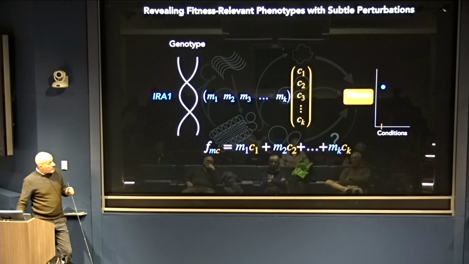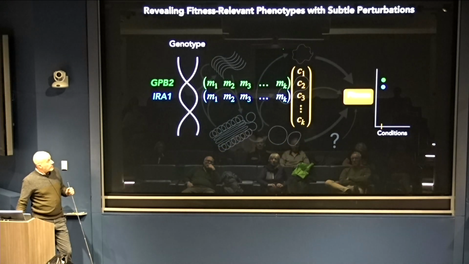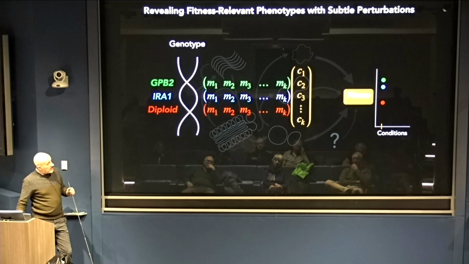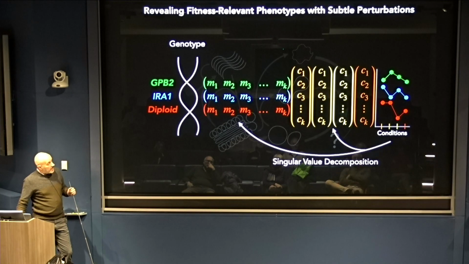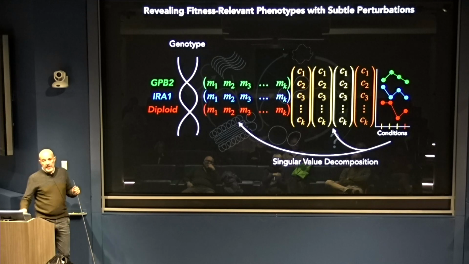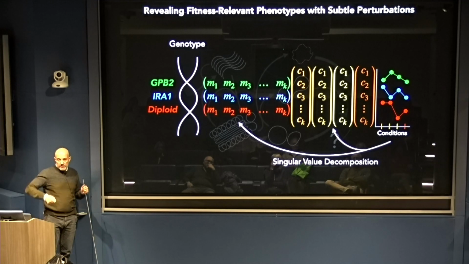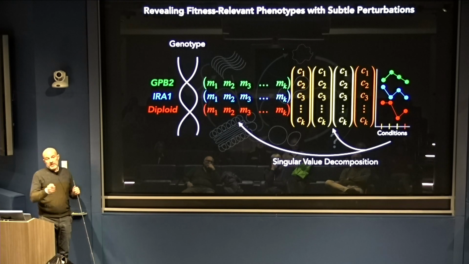So this is for one mutant, but now I can do it for another mutant, GBB2, in the same exact conditions, and I'll get these profiles. Every particular condition has its own vector of effects, and every mutant affects the same traits.